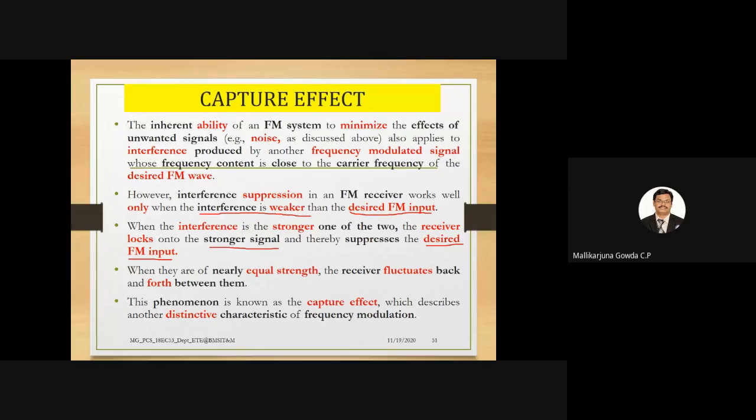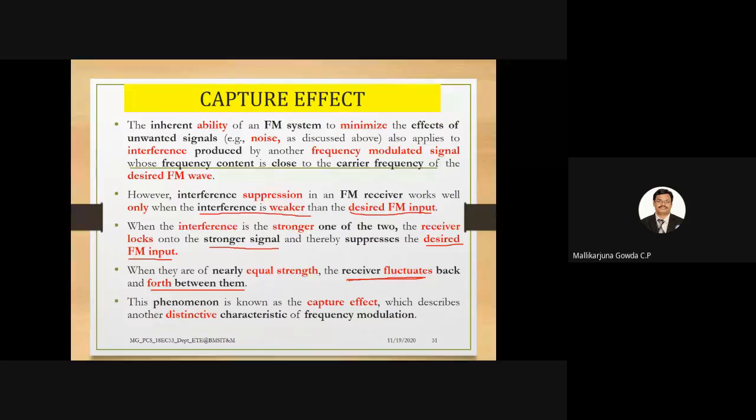When the interference is strong, what happens? The receiver will track or lock onto the stronger signal. So we are going to suppress the desired FM, and we are going to hear only the unwanted or undesired FM signal, right? This is the second case. When it is weak, yes, we will be able to suppress the interference. When it is stronger, we will not be able to do anything. When they are of nearly equal strength, then what happens? The receiver will fluctuate back and forth between them. I hope you understand this point.